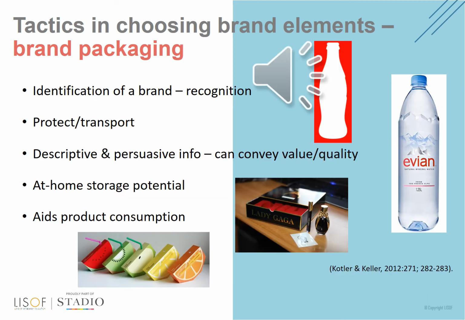If we look at choices in brand packaging, now we know that packaging is the outer representation of a product. And this packaging becomes a symbol of the brand or becomes a way for us to recognize the brand. So if we look at some of the examples on the screen, even just the outline of a Coke bottle can help us to recognize the product and also the brand.